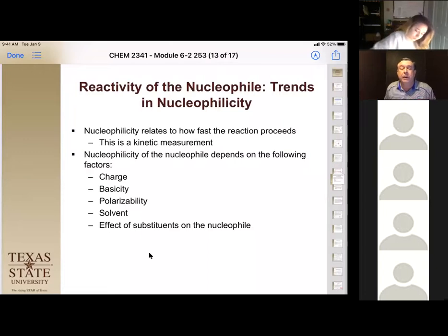Then we talked about polarizability, how the molecules that can easily pull electrons away to start forming that bond react faster than those that can't. So iodine, the big fluffy iodine, can react faster than fluorine. Okay, but now we have to talk about solvent, because solvent can actually change that polarizability. And then we're going to look at substituent effects, like if it's big and bulky or where the substituents are can affect the rate of the reaction.